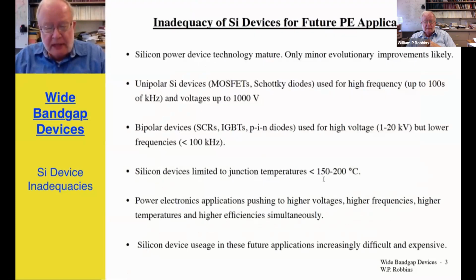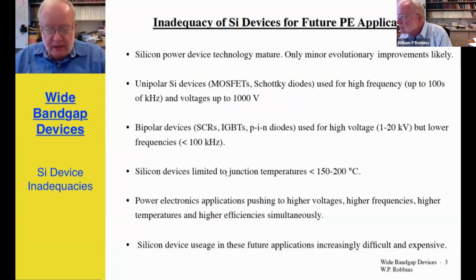The reason why I make the statement that silicon devices are inadequate for future applications is the technology is fairly mature. I expect only minor evolutionary improvements to occur in the future. Unipolar silicon devices like MOSFETs and Schottky diodes are used for high frequencies up to hundreds of kilohertz and voltages up to perhaps 1,000 volts. Bipolar devices like SCRs, IGBTs, and PIN diodes are used for higher voltages, 1 to 20 kilovolts, but their switching frequency capabilities are significantly lower.